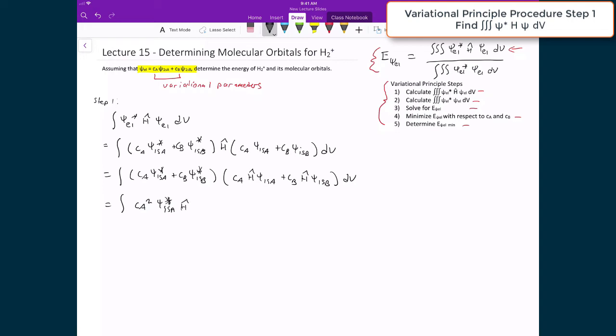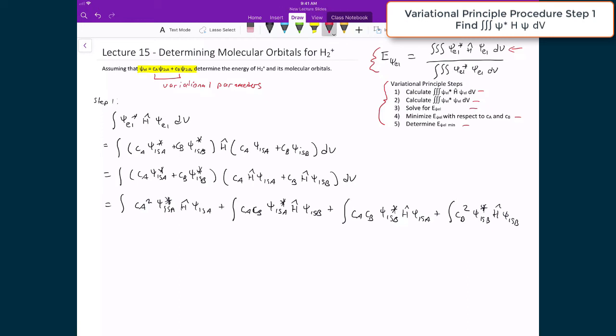And I'm going to have the Hamiltonian applied to 1SA. And to that, I'm going to have adding the integral over all space, CA times CB, the complex conjugate of 1SA with the Hamiltonian applied to 1SB, plus the integral over all space, CACB, the complex conjugate of 1SB with the Hamiltonian applied to the wave function for 1SA. And then finally, I'm going to have the integral over all space of CB squared times psi 1SB, complex conjugate, Hamiltonian applied to 1SB.